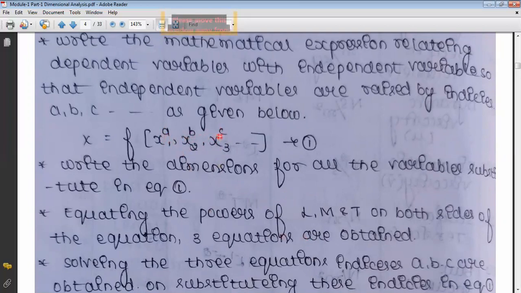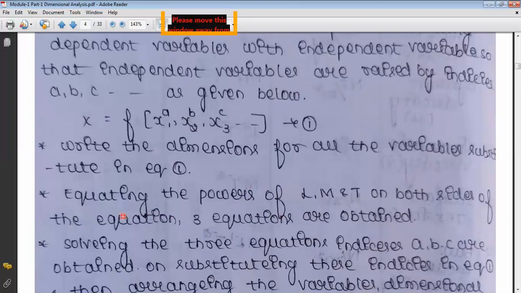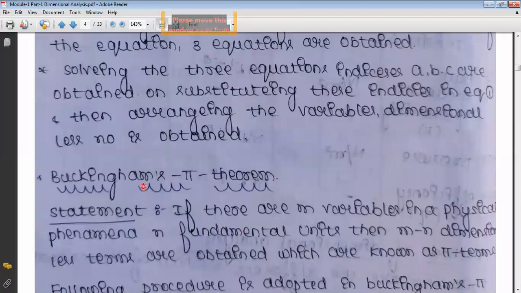Say when you have 4 independent variables, you get the powers as a, b, c and d. But when you equate the powers of L, M and T, you'll get only 3 equations, while there are 4 unknowns, a, b, c and d. Then the Rayleigh method becomes laborious, a tedious procedure. In order to avoid that tedious procedure, you can go for the Buckingham Pi theorem.